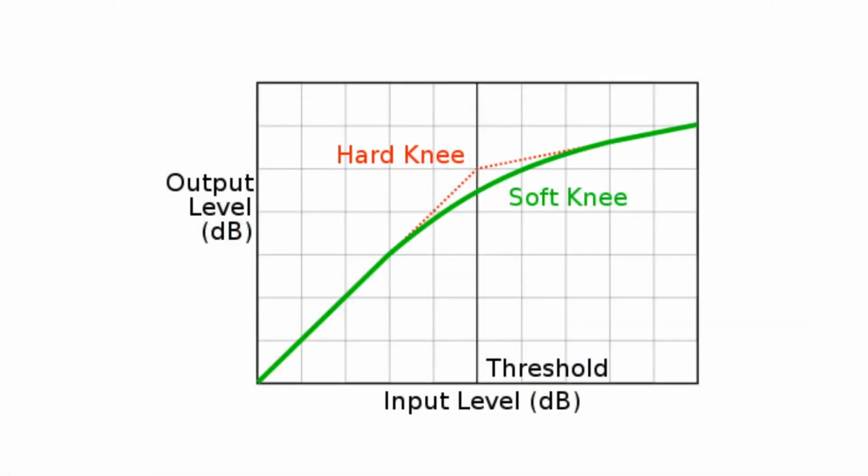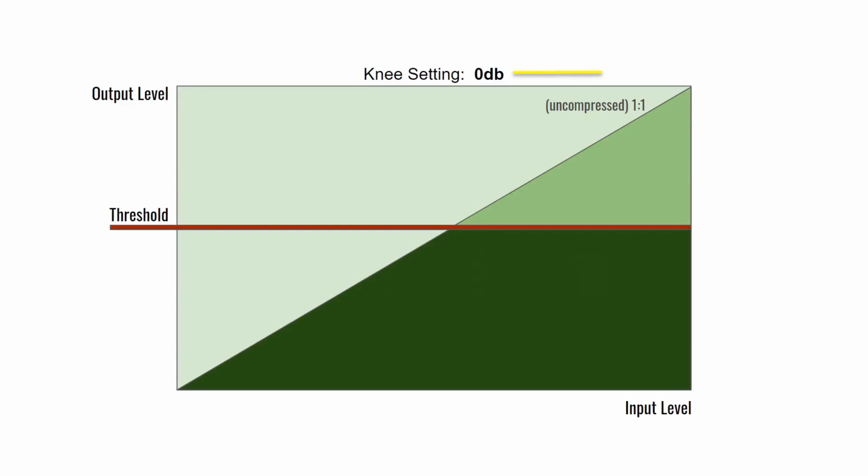A soft knee gradually eases into the compression, causing a less audible compressed effect than its hard counterpart. The knee size determines the range of volume which the compressor will use in applying the compression ratio. For example, with a ratio of 4:1 and a knee setting of 0 decibels, let's say our signal exceeded the threshold that we've set by 8 decibels. The full 4:1 ratio will be applied as soon as the threshold is exceeded, assuming a 0 attack time. This would be considered a hard knee.